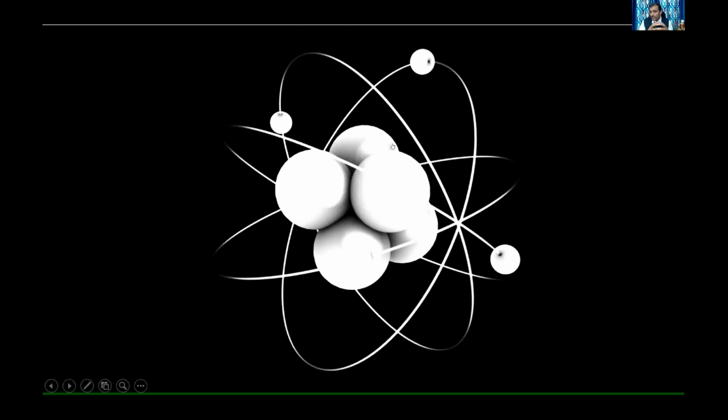There will be a nucleus in the center with the protons and neutrons, and there will be electrons revolving around it. And this is exactly what an atom is. Okay, and everything is made of atoms.